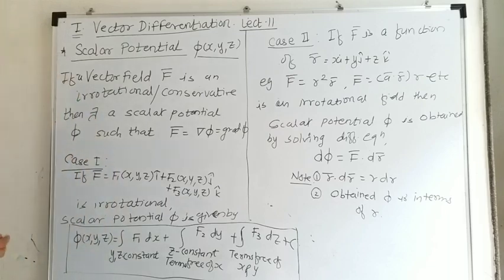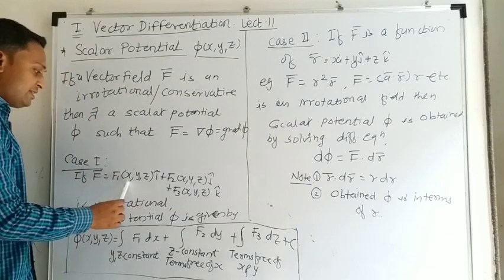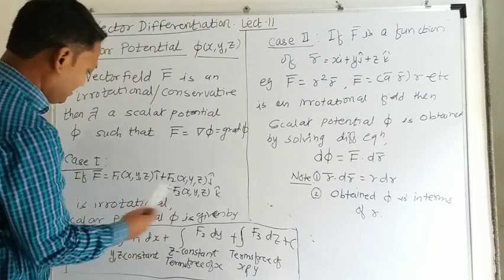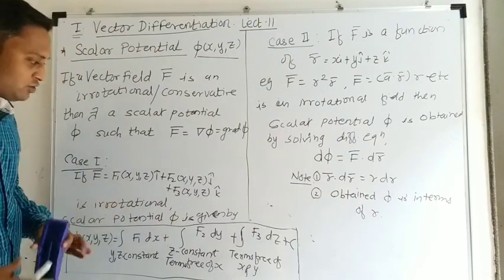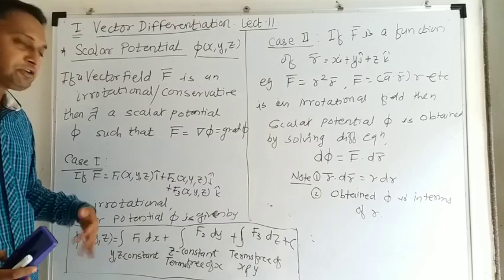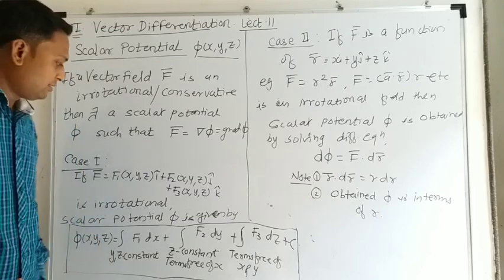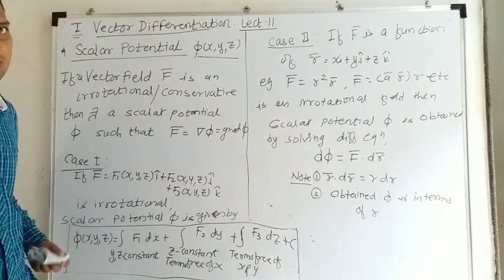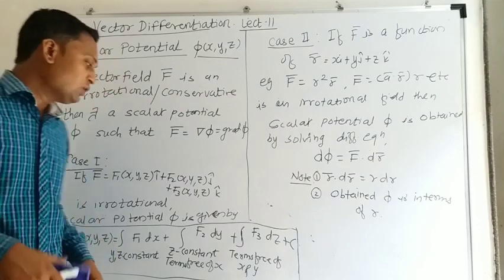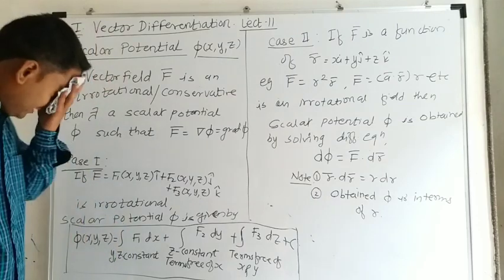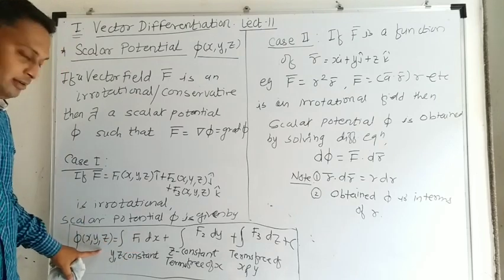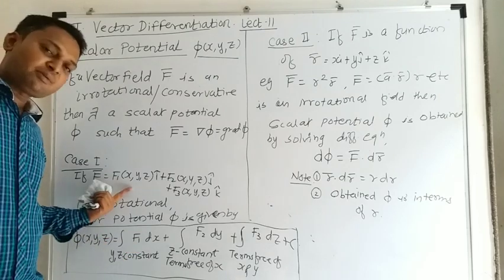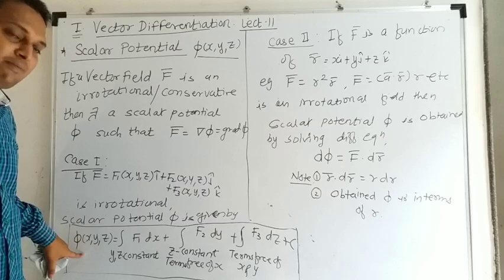So this is the formula whenever your f bar is a function of xyz. If that field is irrotational, in such examples, to calculate the scalar potential you need to first show that the field is irrotational. Only then can you find the scalar potential. And the final answer will also be a function of xyz. So whenever f bar is in terms of xyz, your phi will also be in terms of xyz.